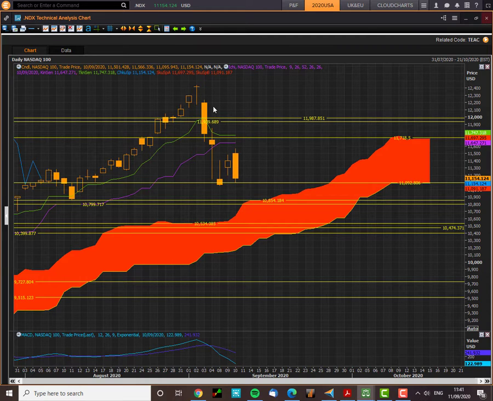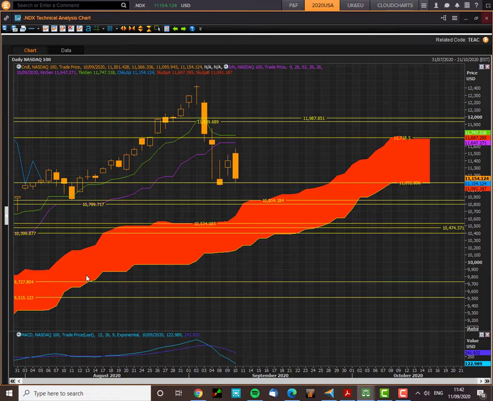So it's been a nice little correction, much needed correction, for the market was a bit extended from the top end of the cloud. What I meant by that at that time was that the price distance between the Nasdaq's price and the top end of the cloud was quite wide, very extended. And now it's in the process of pulling back towards the top end of the cloud.